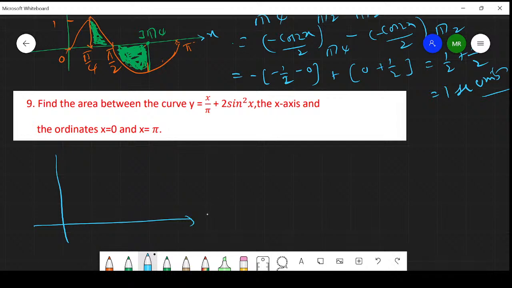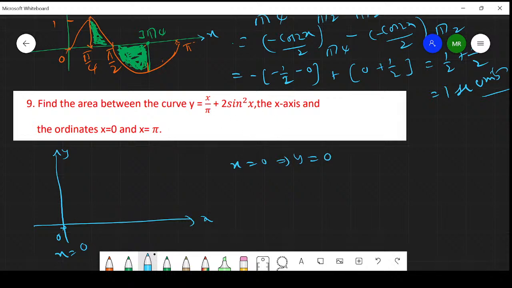X equal to 0 and x equal to pi. This is the x-axis, y-axis, origin I have taken. Suppose the given x is, this is x equal to 0, between x equal to pi. So check that when x equal to 0, what y value here? Check the graph, y equal to 0. When x equal to 0, this will be 0 only, right?